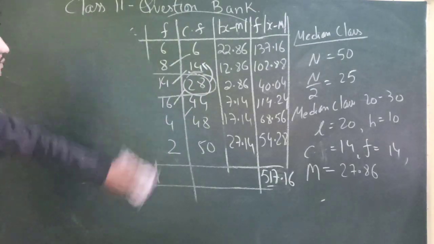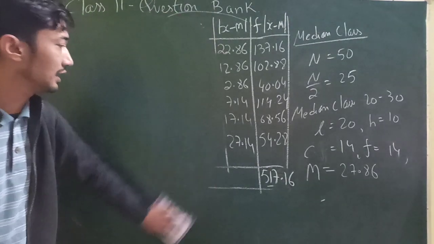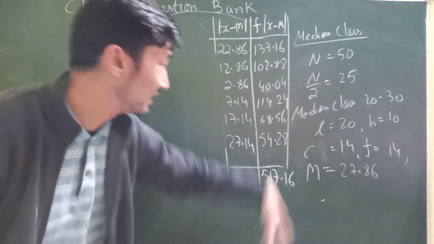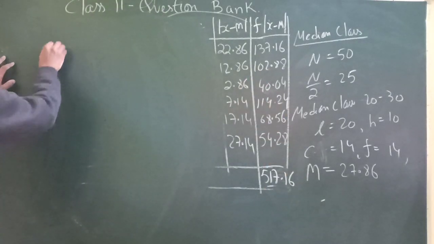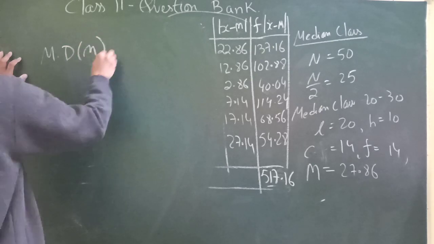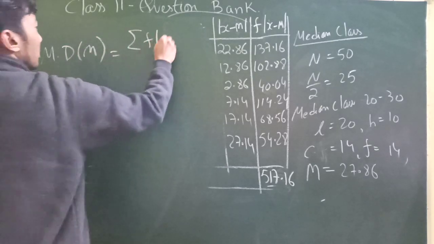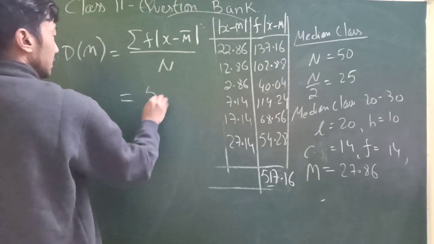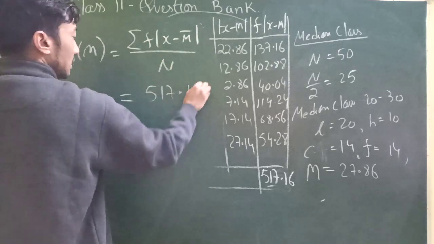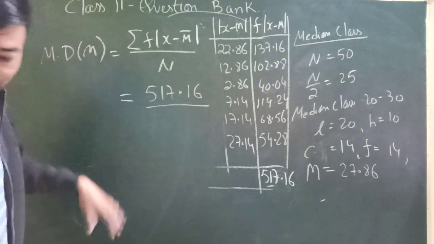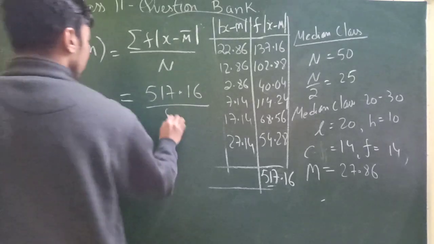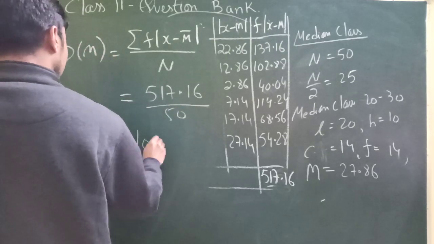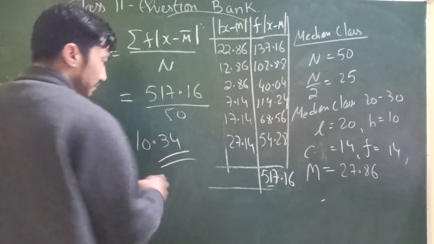I don't need this anymore. It's kind of messy, please bear with that. I've already calculated it, that's why. So the mean deviation about the median will use the same formula, that is the sum of the frequency times the deviation, divided by n. So that's 517.16 divided by the total frequency, 50. So this value will be 10.34. So that's basically about that.